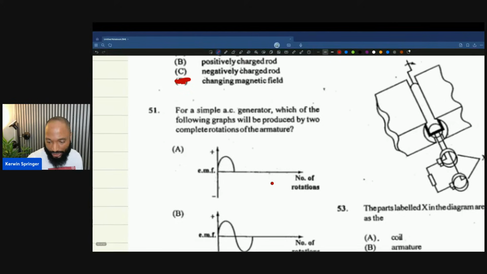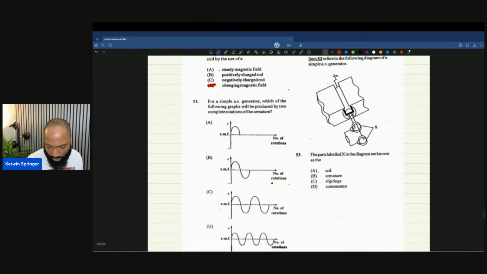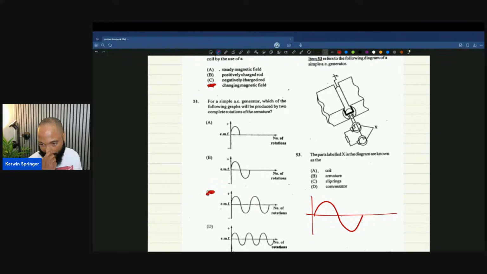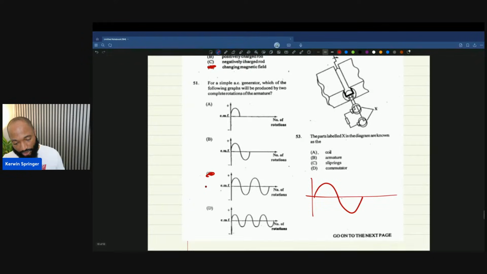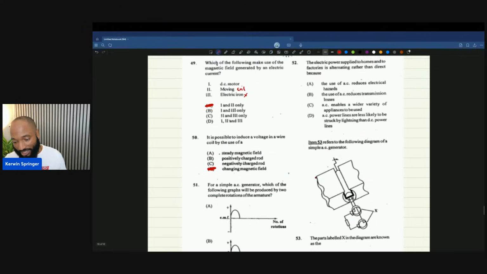For a simple AC generator, which of the following graphs will be produced by 2 complete rotations of the armature? One rotation makes the current go so. That's one complete rotation. So two, C is the answer. C is the answer for that. Two complete rotations, in case you don't know. Now you know. Some of these questions you're kind of learning on the way.